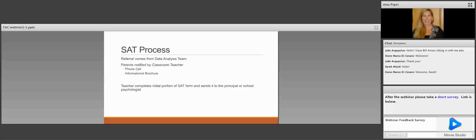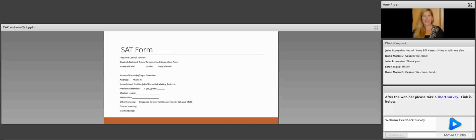We have the SAT forms all electronically on Google Docs. The teacher completes the initial portion of that and sends it either to me as the principal or to the school psychologist, so we can have that form ready for the meeting. Sometimes the teacher needs help embedding AIMSweb graphs, whatever it might be. So I'm going to show you that form and tell you a little bit about what that looks like.